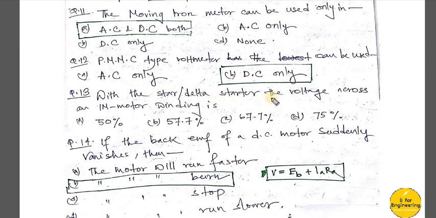With the star delta starter, the voltage across an induction motor winding is 57.7%, which is 1 by root 3. This is the phase voltage, or the 1 by root 3 percentage of the mains voltage.